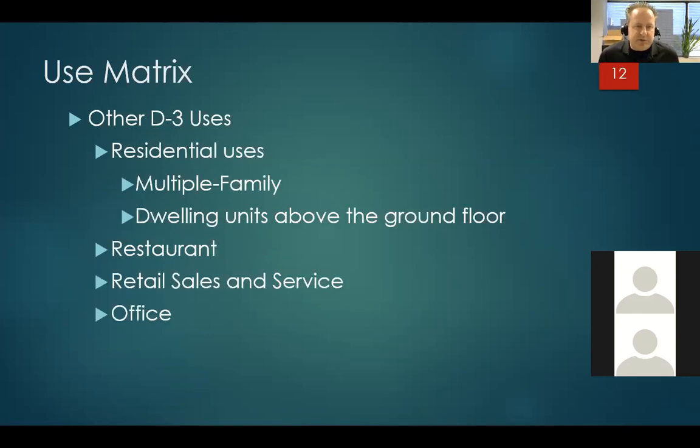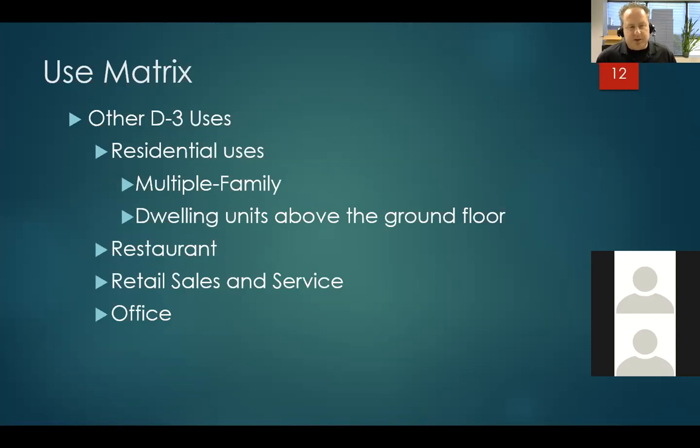There are other uses. The uses that make this a mixed use district would be the residential uses. Multiple family is permitted in D3, and this is really the dense type of multifamily, not the duplex, triplex, those sorts of things, but 5 units or greater type of development. Then also dwelling units above ground floor.